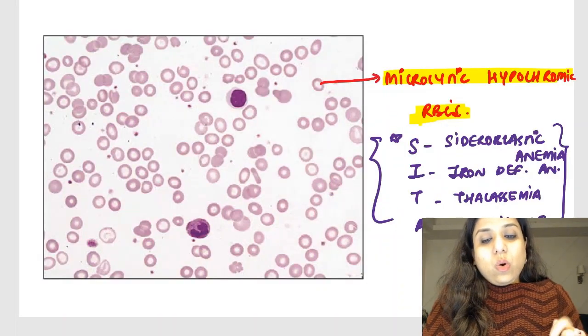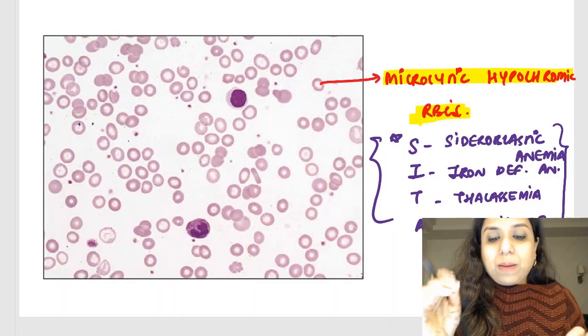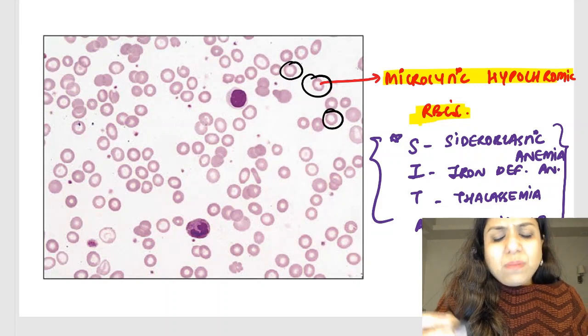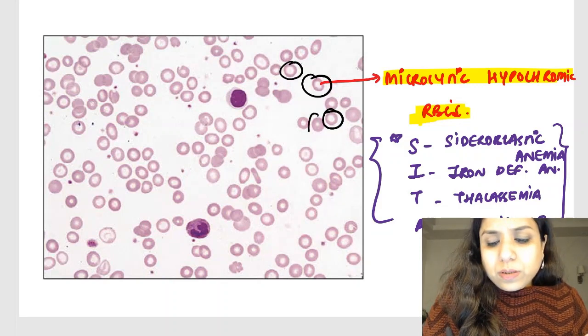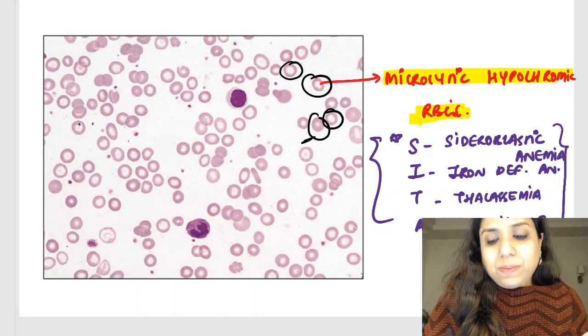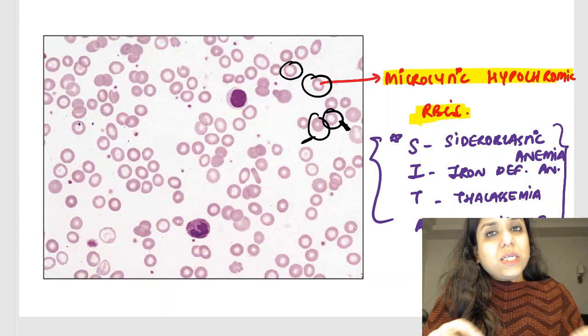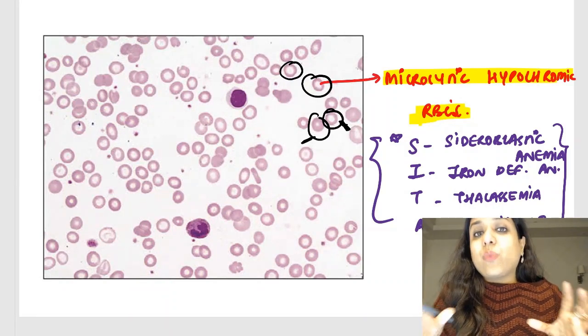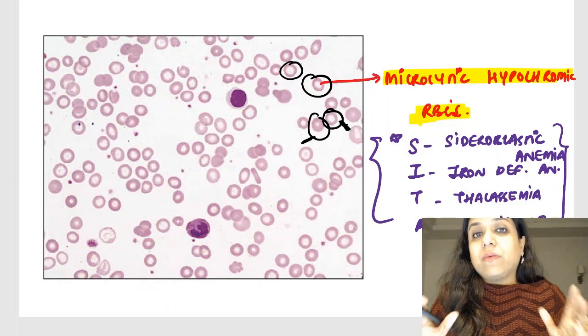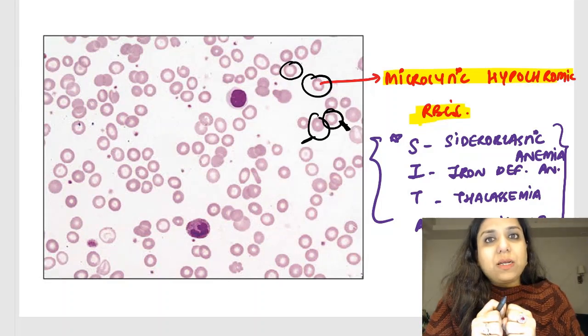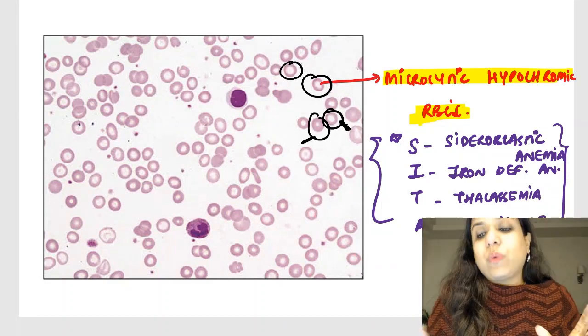Next. Okay, this image, again I'm recapping. Can you see these RBCs? Don't you think these RBCs are a bit abnormal? Compare it with this RBC and this RBC. This RBC looks normal, but in this there is more than 1/3 pallor. It is quite empty, right? That is why this is a microcytic, smaller RBC. Hypochromic means more than 1/3 pallor.